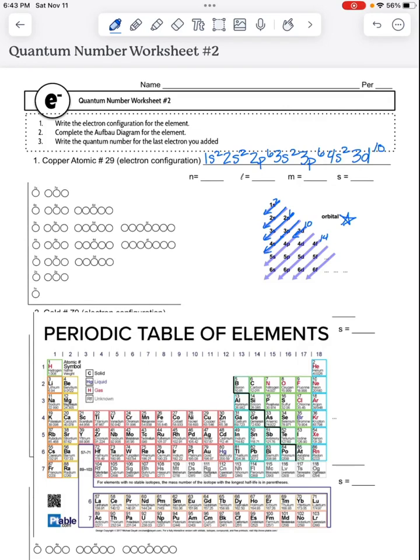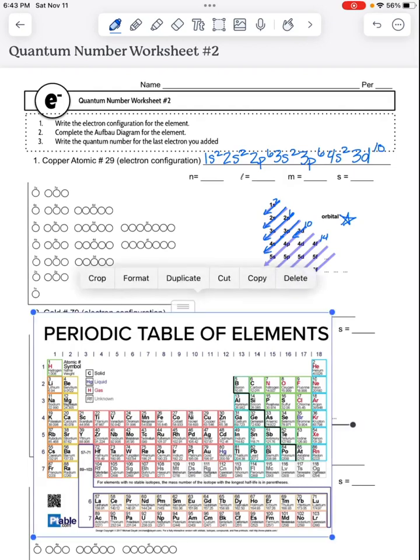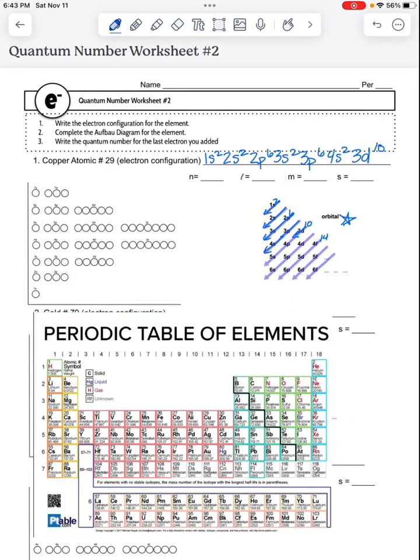Okay, so there is my electron configuration, and why that's helpful to do first is now I'm going to use that over here on my Aufbau diagram to draw what it should look like with my electrons as I go. Remember, I'm going to use all my rules. My first rule says that I fill from the lowest to the highest, until I run out, following this same order. And then I'm going to record for my quantum number the last electron that I added.